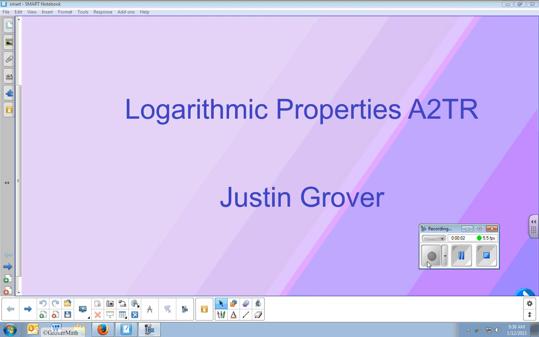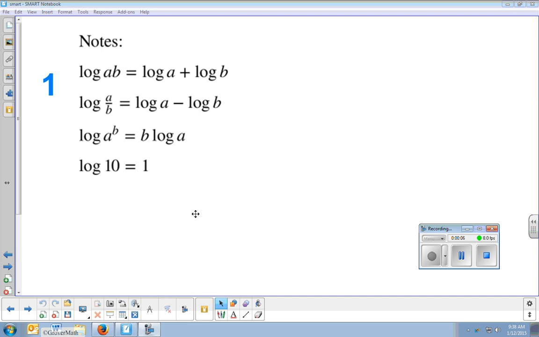Logarithmic properties, Algebra 2 Trigonometry. So, a couple of log properties, and I'll explain briefly where they come from, but basically you need to know how to work with these properties and convert back and forth between the two.